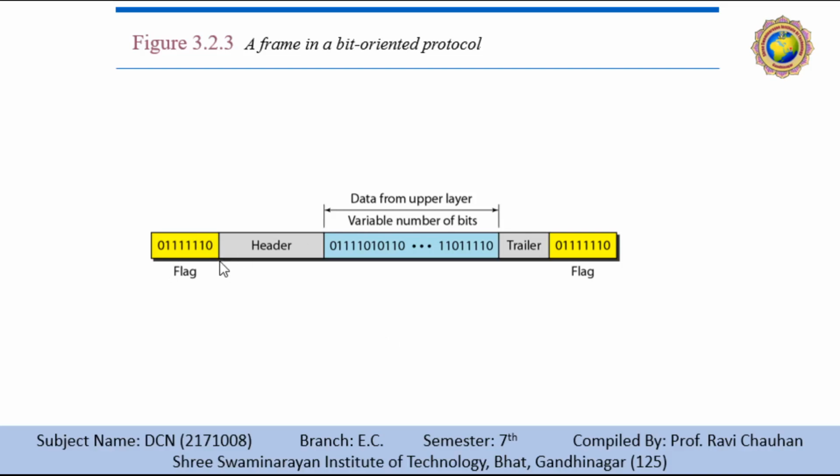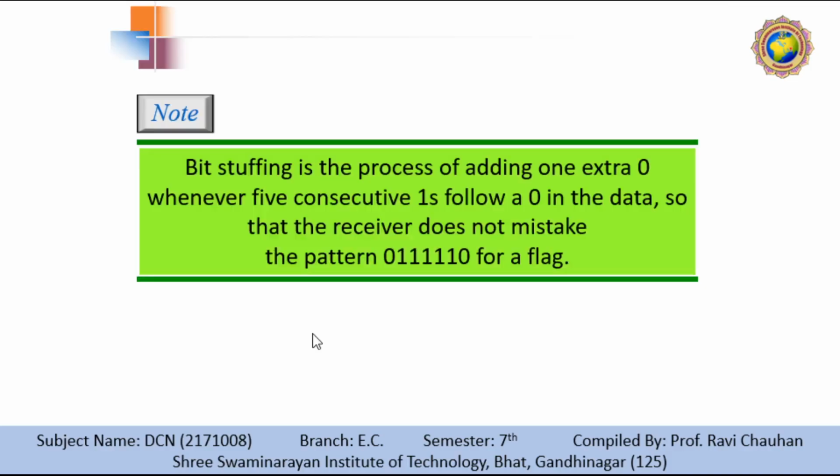Okay, you can see it over here. So we can say that bit stuffing is a process of adding one extra 0 whenever 5 consecutive ones follow a 0 in the data, so that the receiver does not mistake the pattern for a flag. Okay.